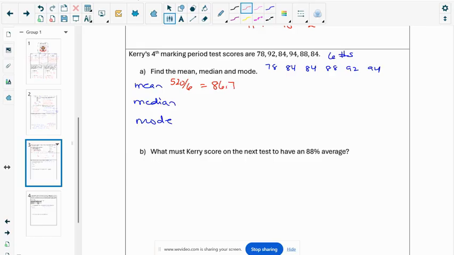And then my median is a middle number. So it's going to be kind of in between there, which is going to be 86. And my mode is the one that's the most often. 84 is there twice. So there's my mode.